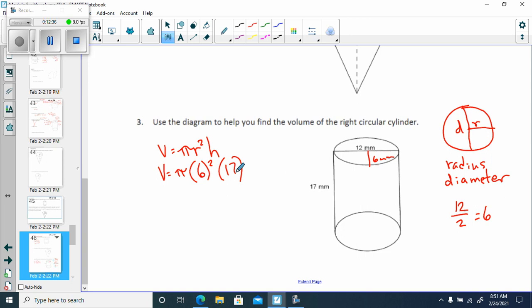6 squared, or you can say 6 times 6, whichever you prefer, times 17 would give me 612. Okay, so the answer here would be volume is equal to 612 pi. Simple enough. And what are our units? Millimeters cubed.